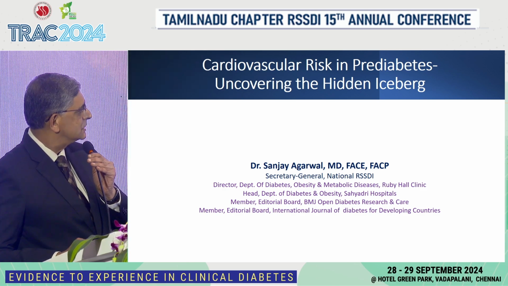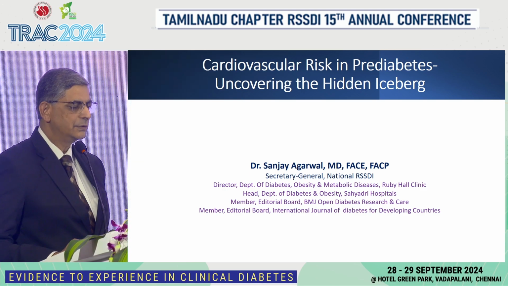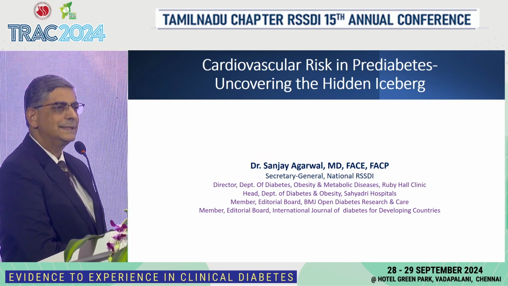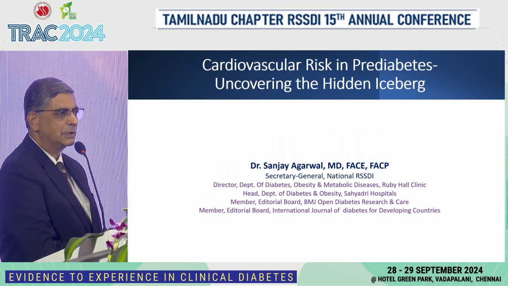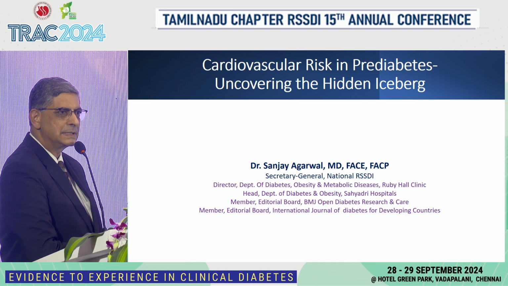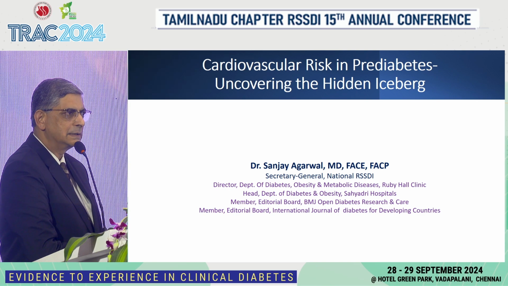My task for today is to talk about cardiovascular risk and prediabetes. It's one of the least talked about entities, because very often we relate overt diabetes with cardiovascular risk, and seldom do we really address prediabetes as one of the most important determinants of cardiovascular health. And why is this so? It's because we just see mild abnormalities which are often ignored and taken for granted.